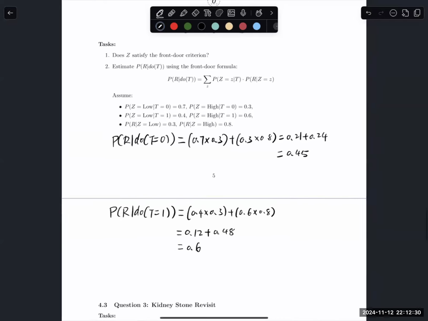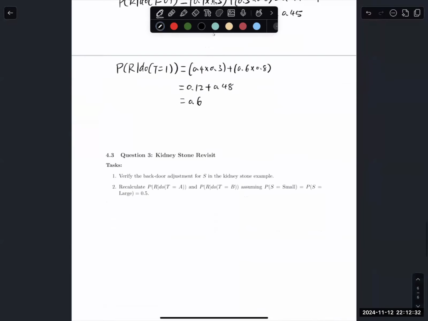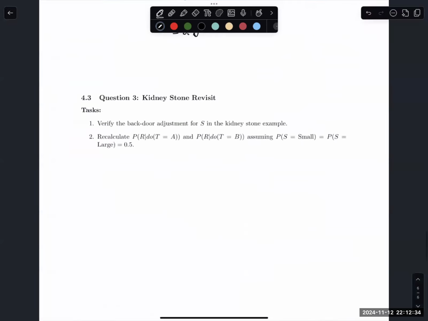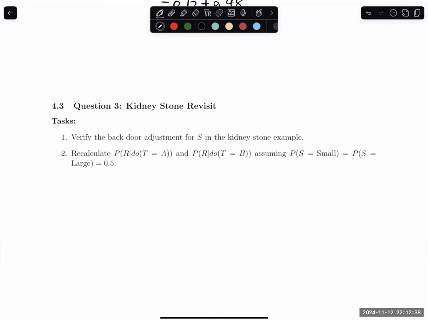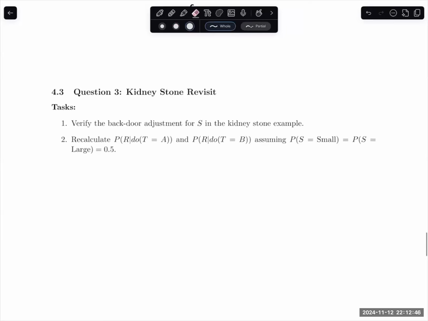So these are two examples for the key concepts. And we do have another example. This is a revision of a previous one. For this question, we revisit the key example to verify the backdoor adjustment.